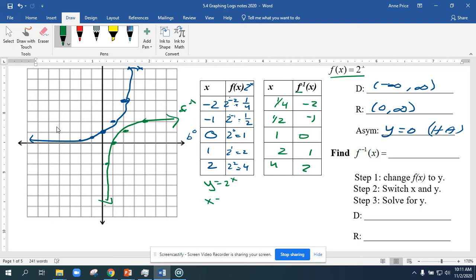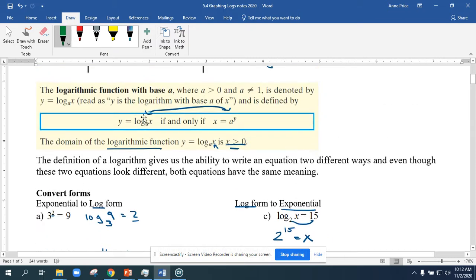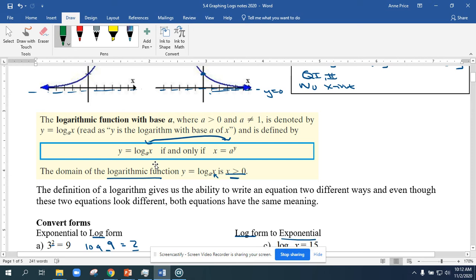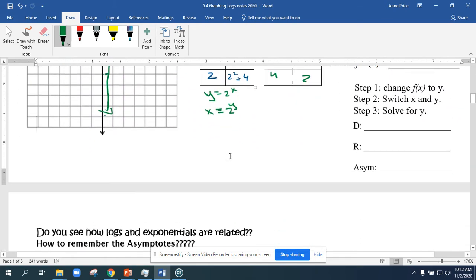I'm going to switch my x and y's and make it x equals 2 to the y. And so what we're going to have to use is our converting form from logarithmic to exponential right up here from the top. That if we have logarithmic, y equals log base a of x, if and only if x equals a to the y. So we can switch around those pieces. So that's what we're going to go ahead and do, is convert forms.